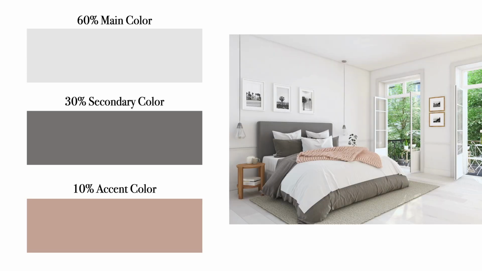In this next example, you can see that the dominant color of the room is a crisp, clean white. The walls, the doors, the floor, and much of the bedding are all white. And so white clearly occupies at least 60% of this room.